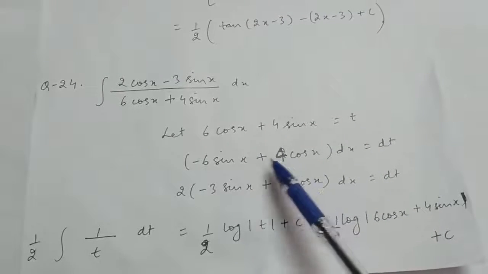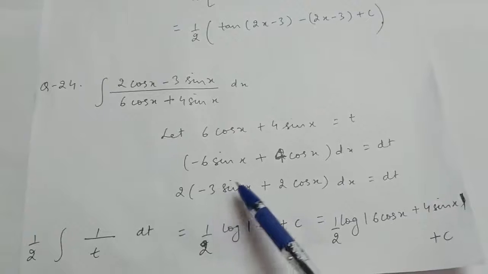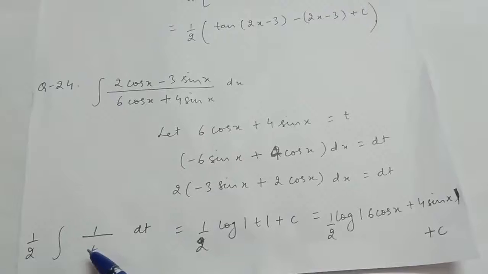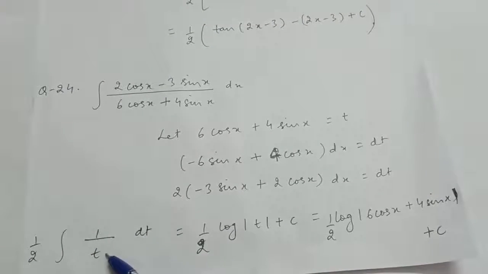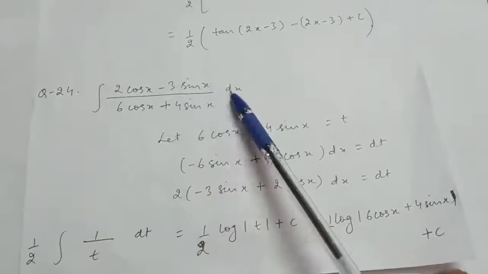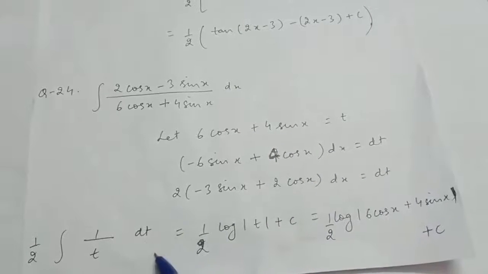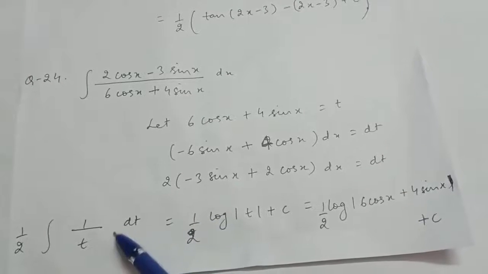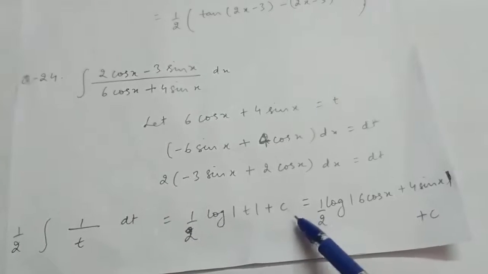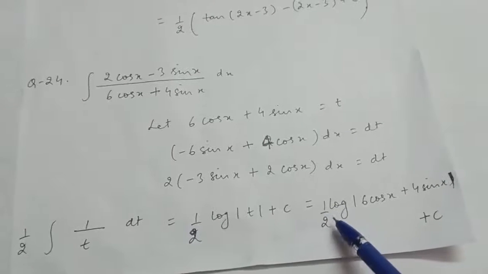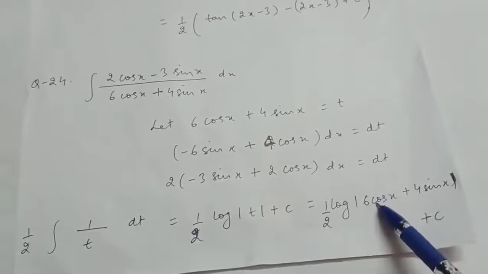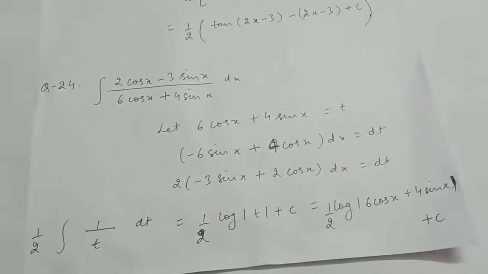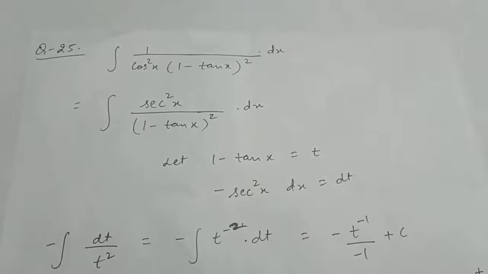Now if we take 2 common from both of these terms, then see, this is the numerator only, right? Therefore the integral becomes 1 upon t, and in place of numerator into dx you will get dt upon 2, right? Now this is equal to 1 by 2, integral of 1 by t is log mod of t plus c. So this is equal to 1 by 2 log of (6 cos x plus 4 sin x) plus c. Clear?